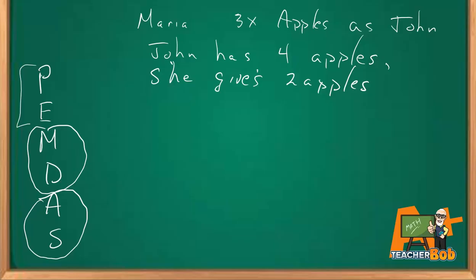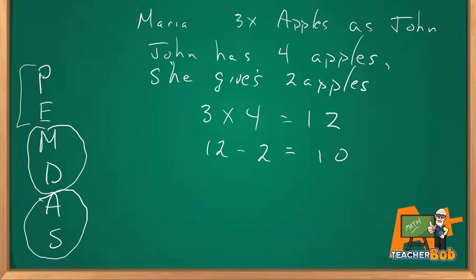Okay, so we've got to figure out, first of all, how many apples does Maria originally have? Well, Maria has 3 times as many apples as John. And if John has 4 apples, then Maria has 3 times 4, doesn't she? And that's equal to 12 apples. And then we're going to subtract the apples that she gives away. Well, we're told she gives away 2 apples, so it's going to be 12 subtract 2. So Maria has 10 apples left. Okay, that's a really simple question.